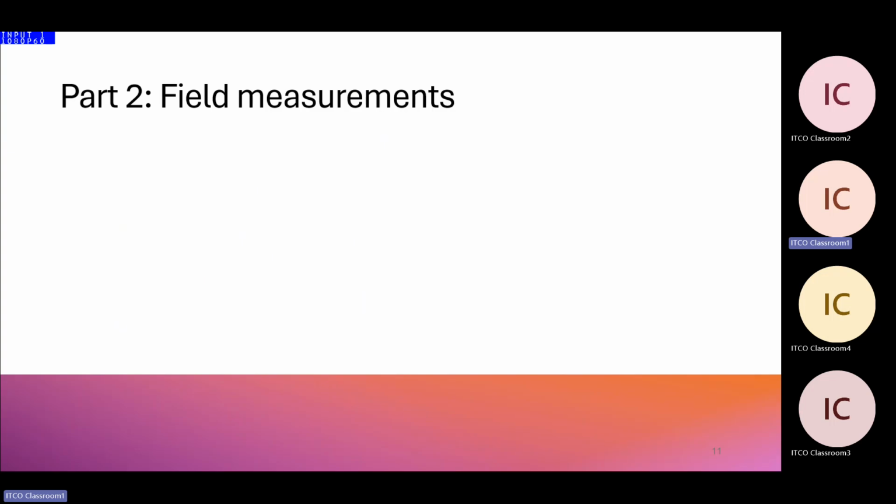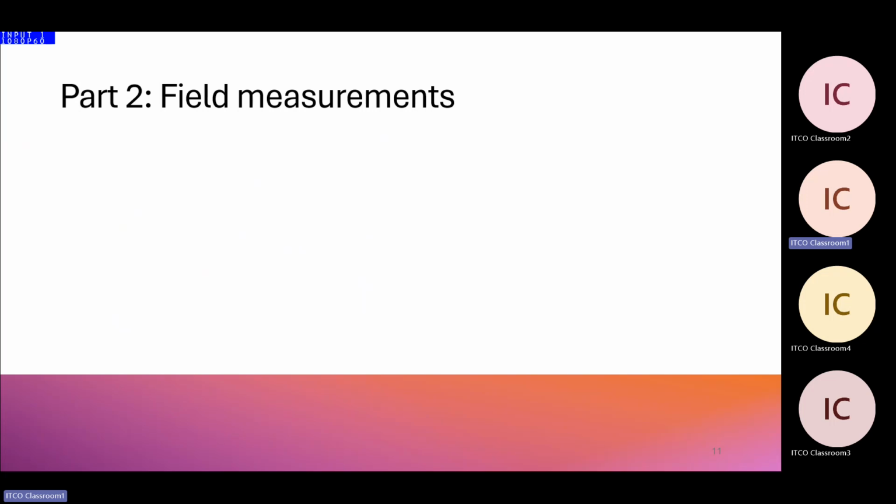Which leads me to field measurements. Okay, who's collecting field data at the moment? Not me, but okay, we've got some field scientists in the room. So that's great. Hopefully I get some things right. If I don't, throw a pen at me.